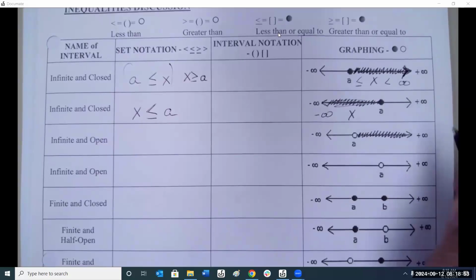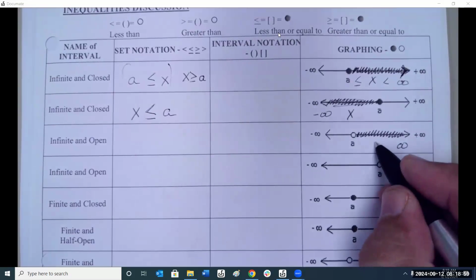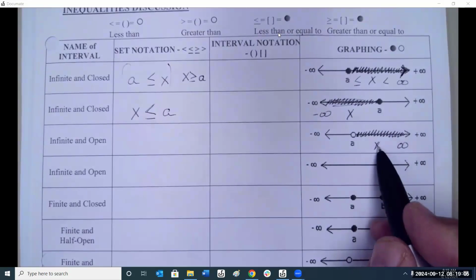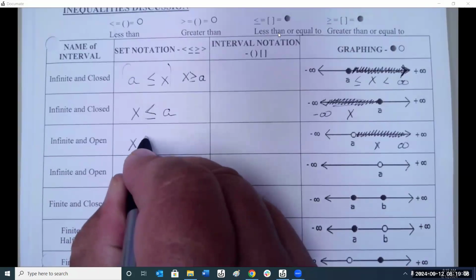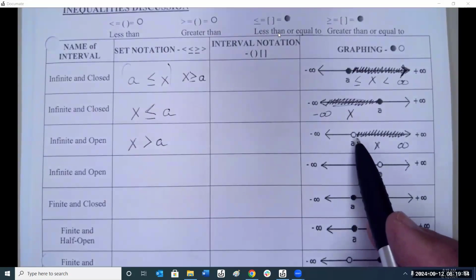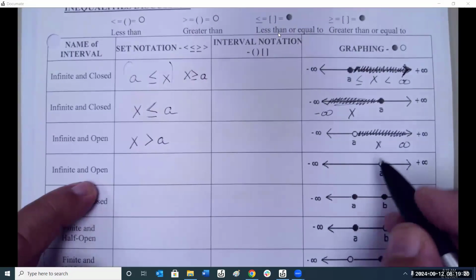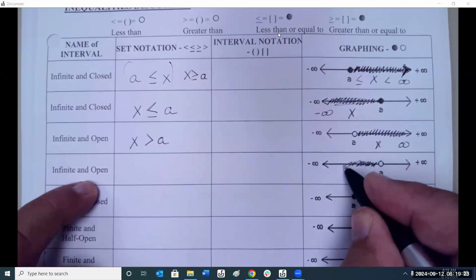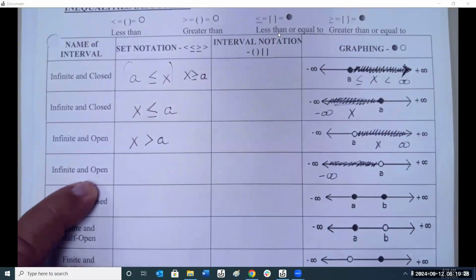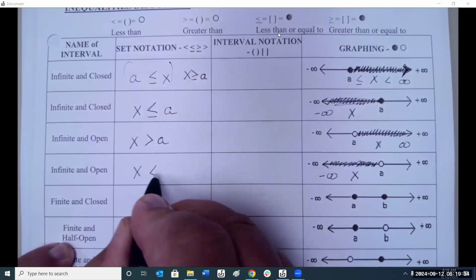The third one, now we have an open, infinite interval. So this is my X. So since X is to the right of A, we say that X is greater than A. Can it be equal to A? No, because it's an open circle. So it's strictly greater than A. And the next one, it goes from A to negative infinity. So X, since it's to the left of A, X is less than A.